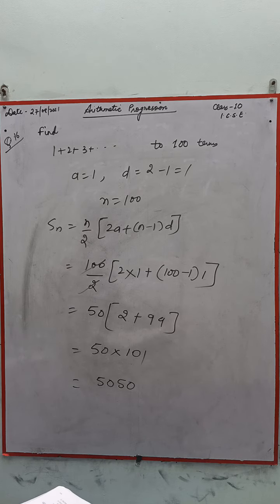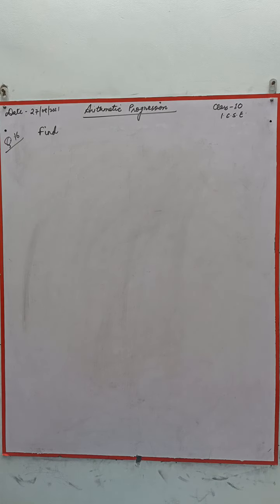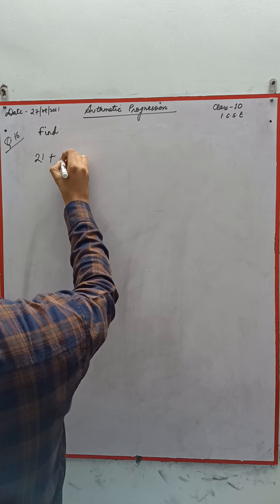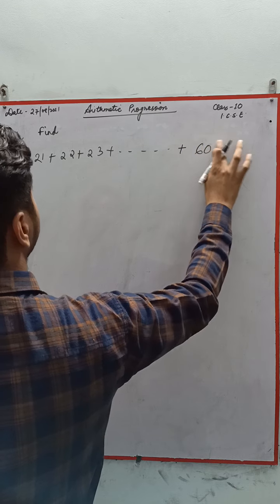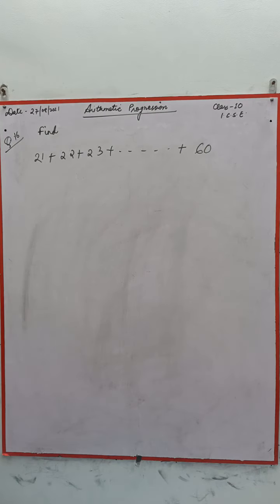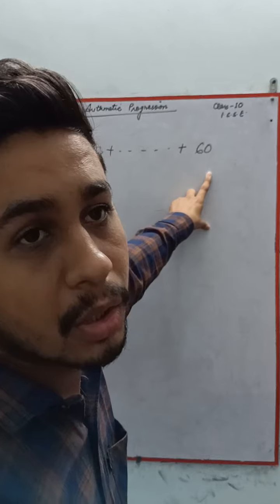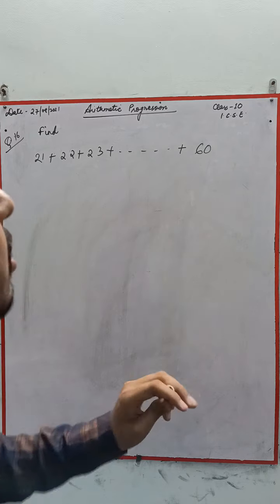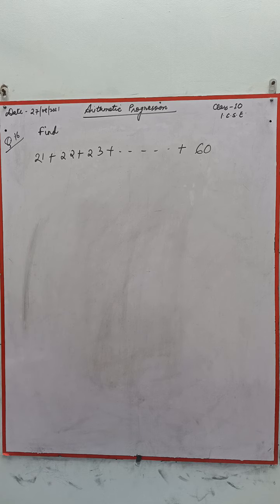Let's come to the 16th D1. What is that? 21 plus 22 plus 23 and so on up to 60. So we have to find the sum of 21 plus 22 plus 23 and so on up to 60. But we don't know how many terms there are. Please don't think that this 60 means 60 terms. Up to 60 we have to find.